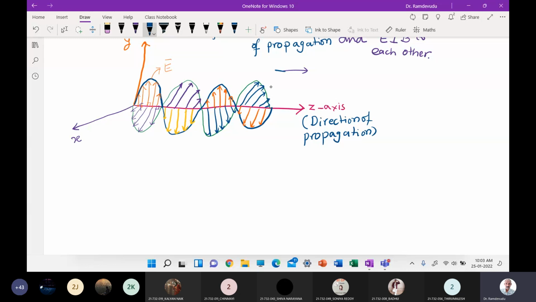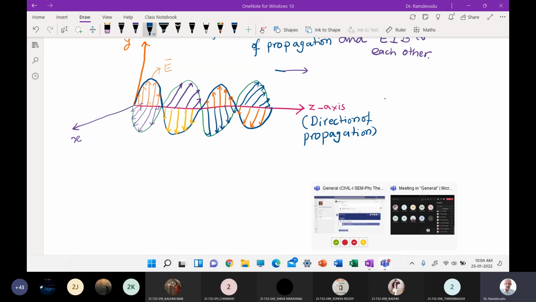That means initially the E vector, as you know from your basics, undergoes changes, and a varying electric field produces what? Yeah, roll number 37. Can you say the varying electric field produces what? Magnetic field. Yes, correct.